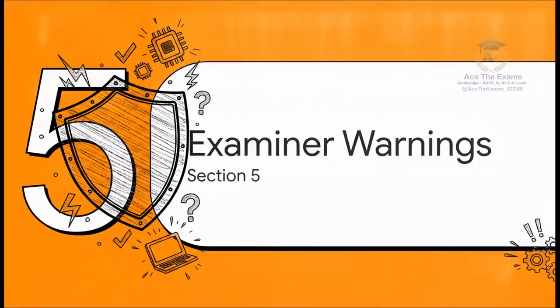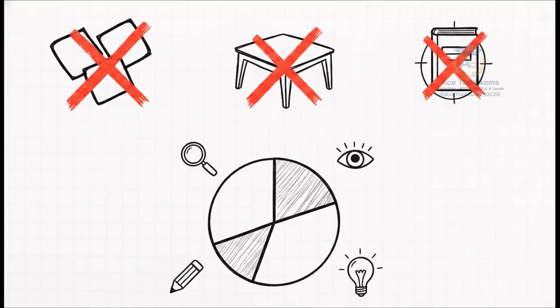Finally, Section 5, Top Examiner Warnings. We are entering the final system. We've built your skills up. Now we need to put up the defensive shield so you don't lose the marks you fought so hard to gain. Here is your ultimate what not to do checklist, straight from the source.